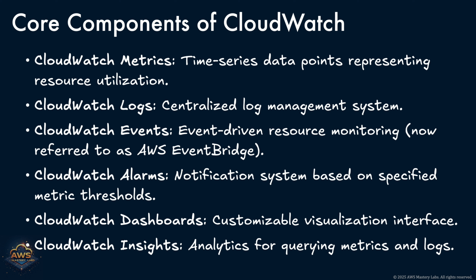Now, let's take a closer look at the core components of Amazon CloudWatch, each designed to help you monitor, visualize, and respond to what's happening in your AWS environment. We'll start with CloudWatch metrics. These are time series data points that represent things like CPU usage, disk I/O, memory utilization, and more. Metrics are collected at regular intervals and give you quantitative insight into how your resources are performing over time. You can view metrics for AWS services out of the box or publish your own custom metrics.